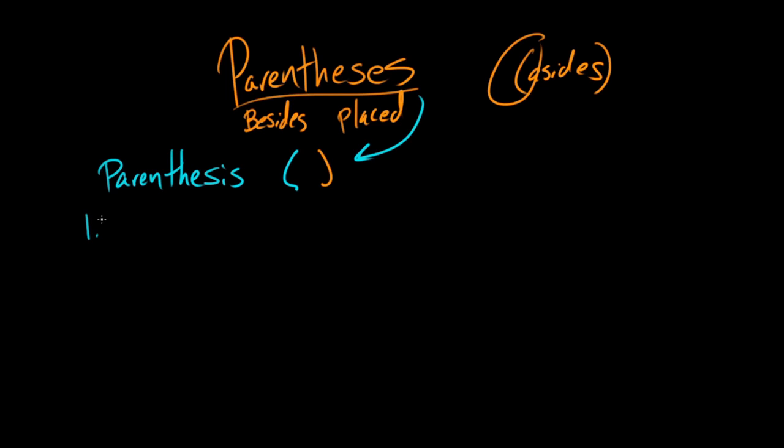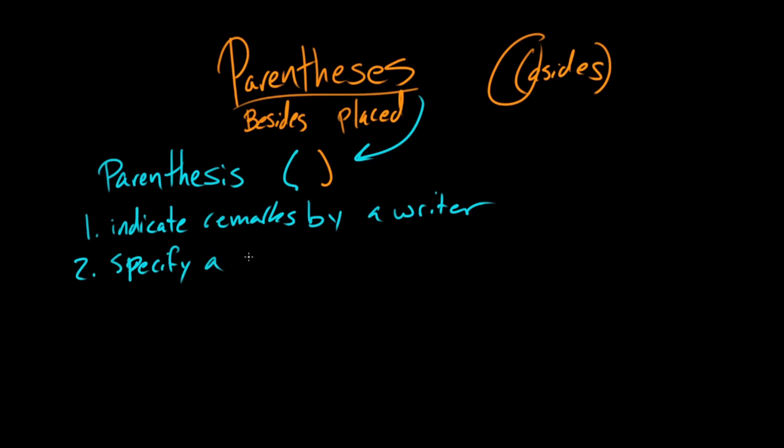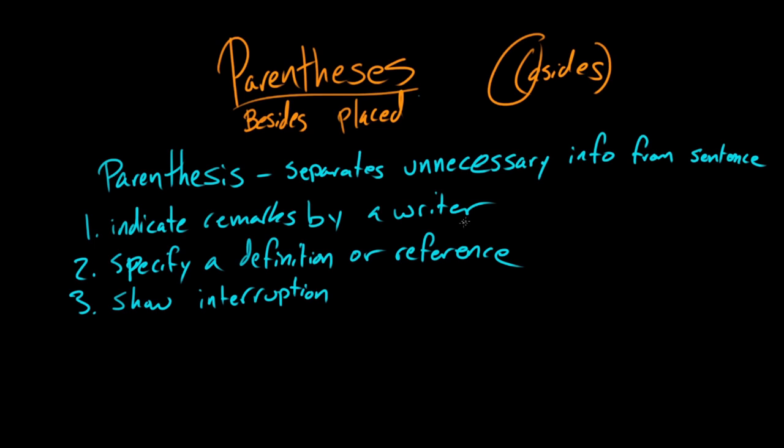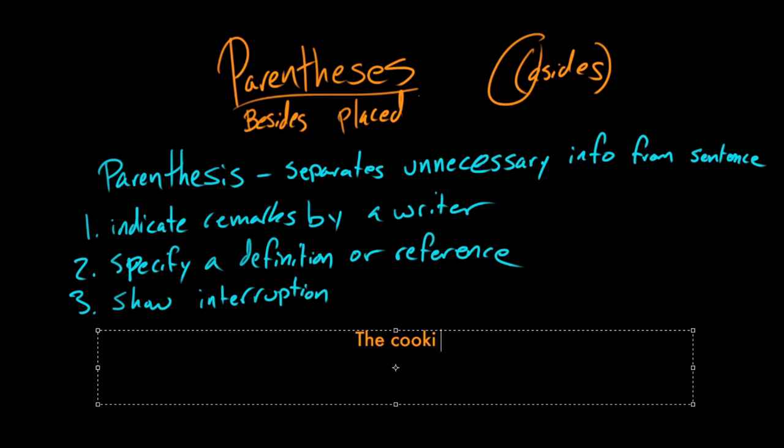So a parenthesis is a piece of punctuation that has a lot of different functions. It can indicate remarks by the writer of a text. Or specify a definition or a reference. It can also show interruptions by an audience. But overall, the parenthesis separates a piece of technically unnecessary information, or what we call an aside, from the rest of a sentence. So it separates inessential information. Right. You can take out what's in the parentheses and the sentence will still make sense. All right, so let's take these one at a time.